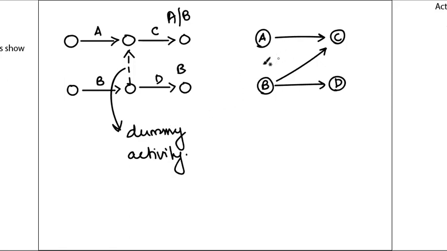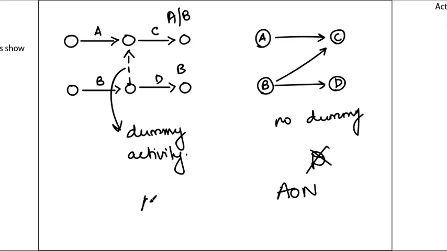And now in this activity on node, A and B both have to start for C to begin, but D can begin after B is completed. So here no dummy activity is required. In activity on node, a dummy activity is not required, while in activity on arrow you might require a dummy activity in a project network diagram. So that's the major difference between AOA and AON.